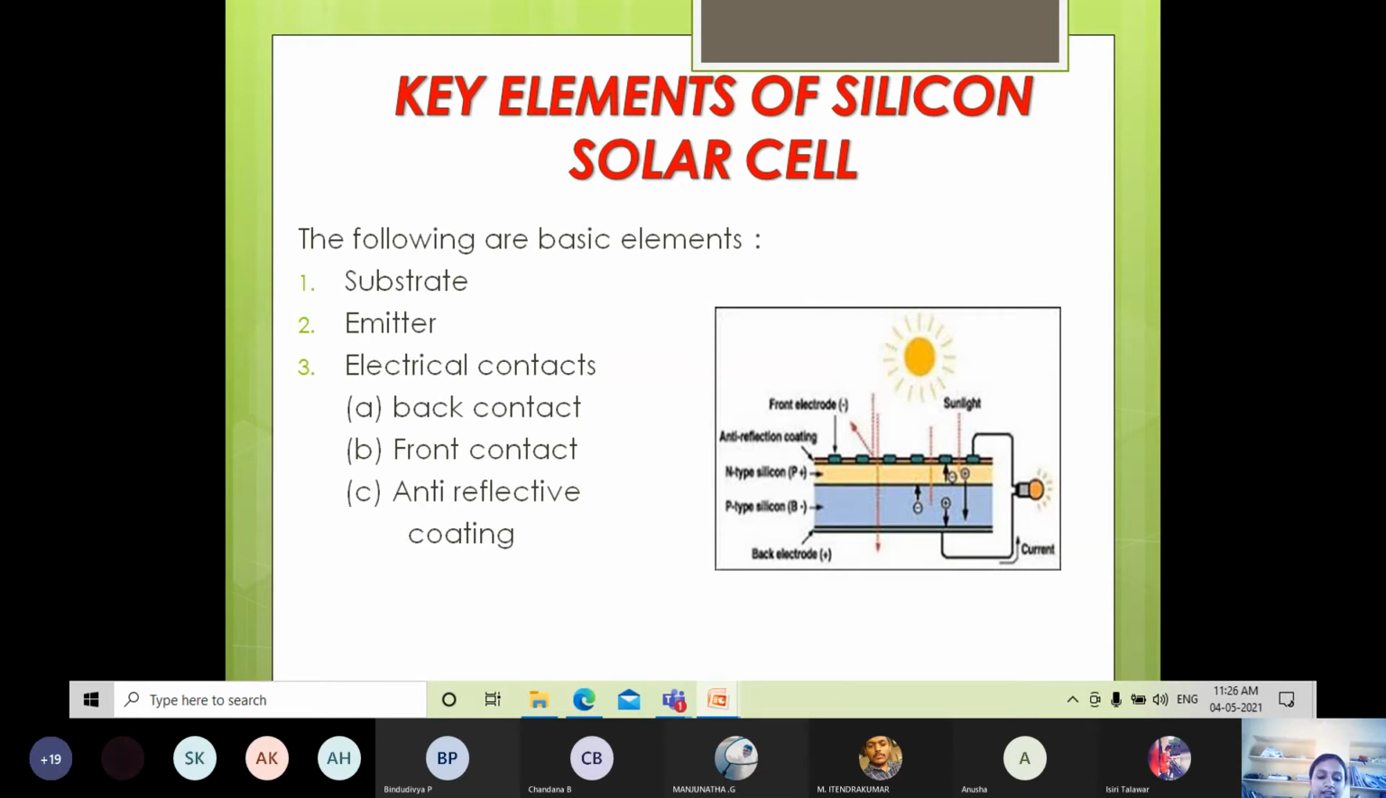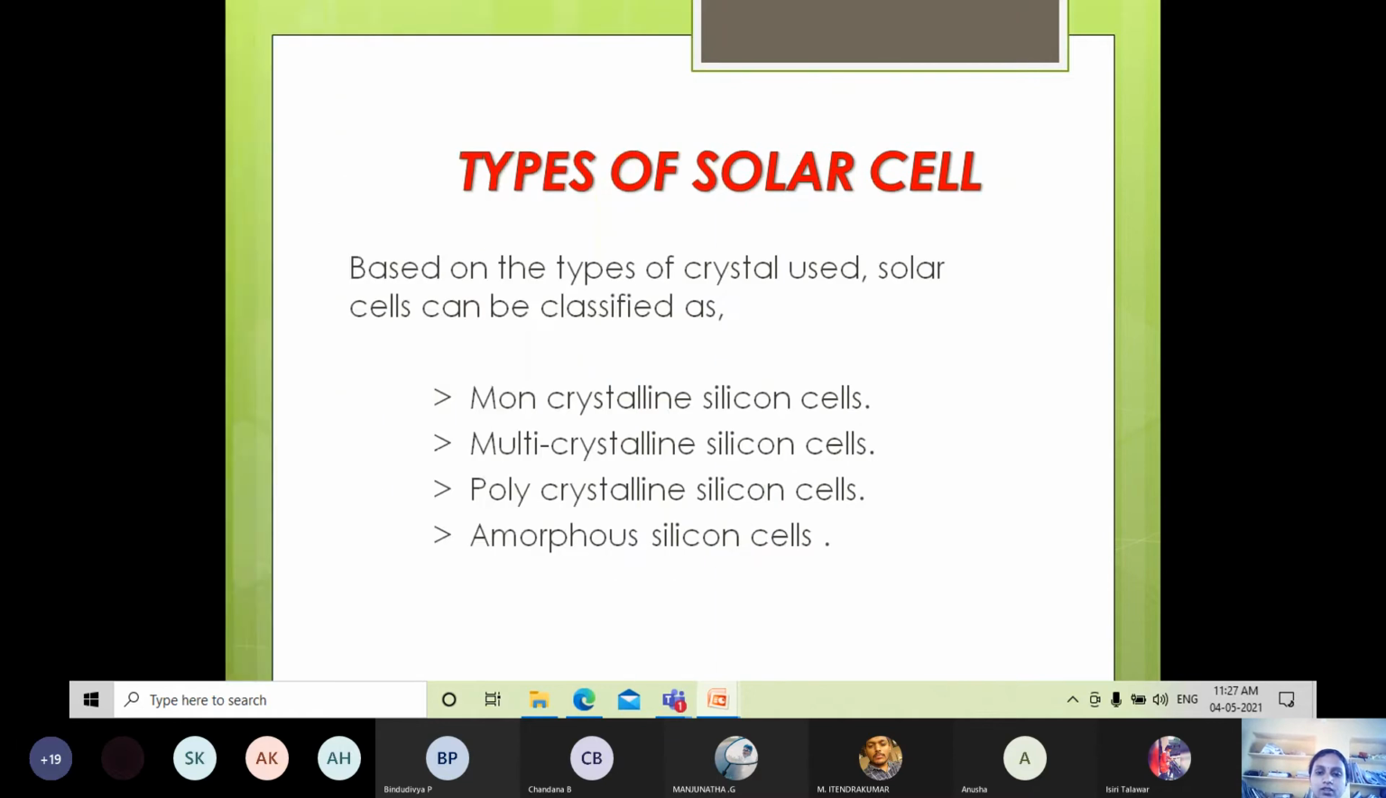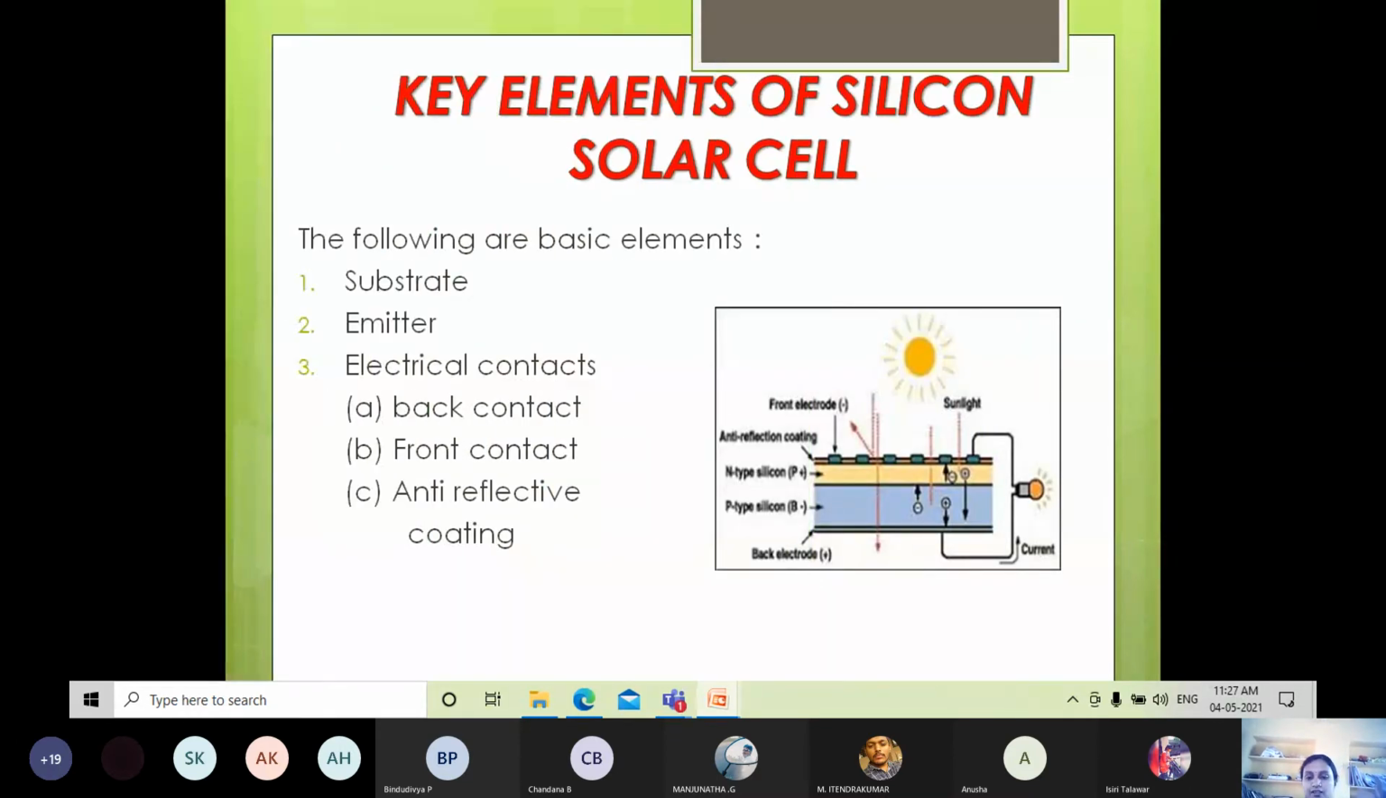What about the front contact? The front contact is a current collection grid of a metallic finger type. It is arranged in such a way that the photon energy falls on the N-region diffused layer, and the front contact is located on the side facing the light source. You can observe this is the front contact.